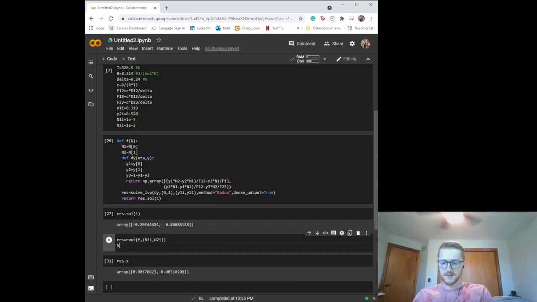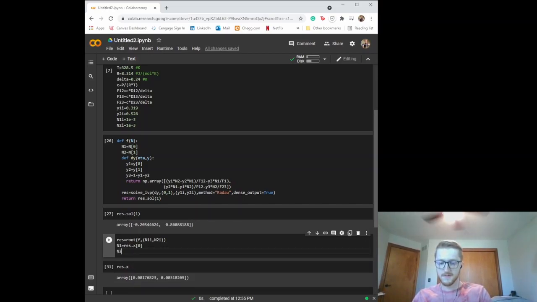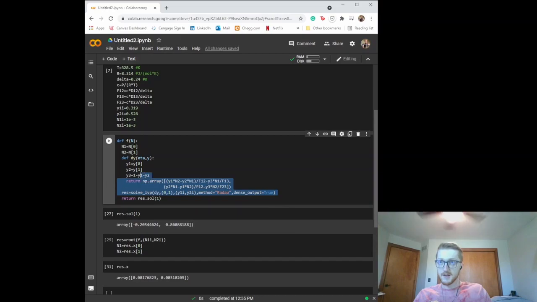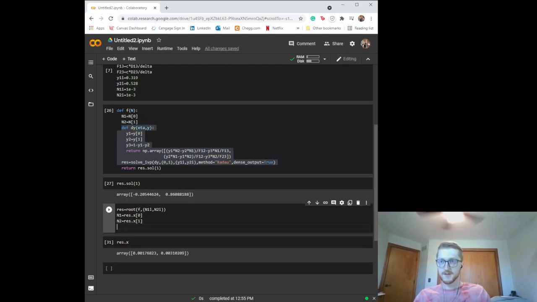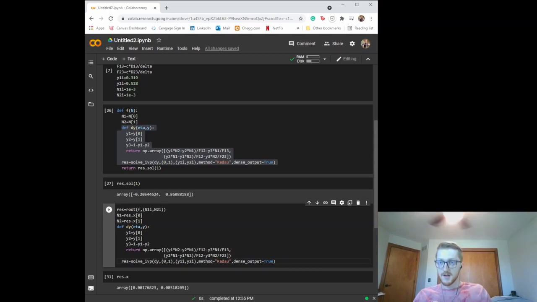So what I'm going to do is store those as n1 and n2 by looking at the array values of the root function. And then what we want to do with these is use our function that we had previously here to calculate our new mole fraction values, which in this case should be 0. But this should work.